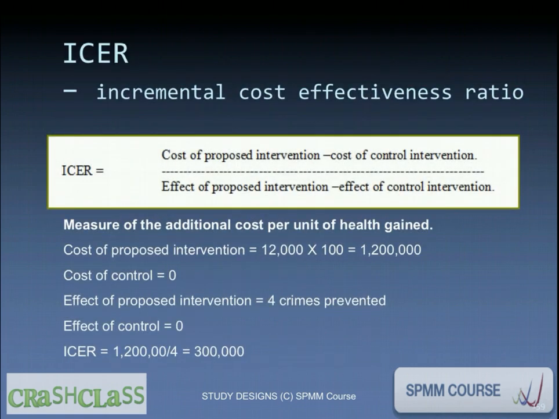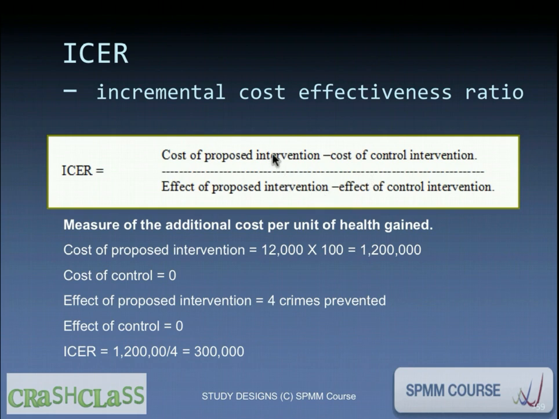ICER, incremental cost effectiveness ratio. Now this is a very simple ratio to remember if you understand the name clearly. Increment means difference. So your increment in salary is the difference in your salary this month compared to last month or last year. Incremental cost effectiveness ratio means incremental cost and incremental effectiveness are placed in a ratio form like a fraction. So incremental cost is the difference in cost. Incremental effectiveness is the difference in effectiveness.